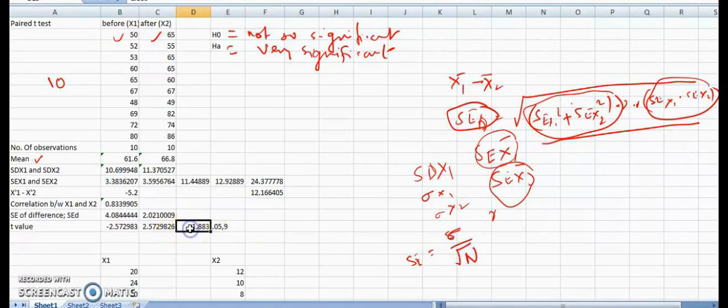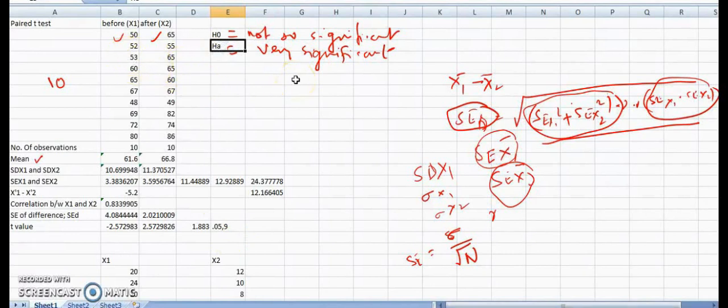So since the table value is less than the calculated value, or in other words the calculated value is greater than the table value, the null hypothesis stands rejected. That is, the difference of mass between these two groups, the mean of the difference of mass, is significant, because the null hypothesis says it is not significant. The null hypothesis stands rejected here. The alternative hypothesis is accepted, which says that these two values are highly significant.